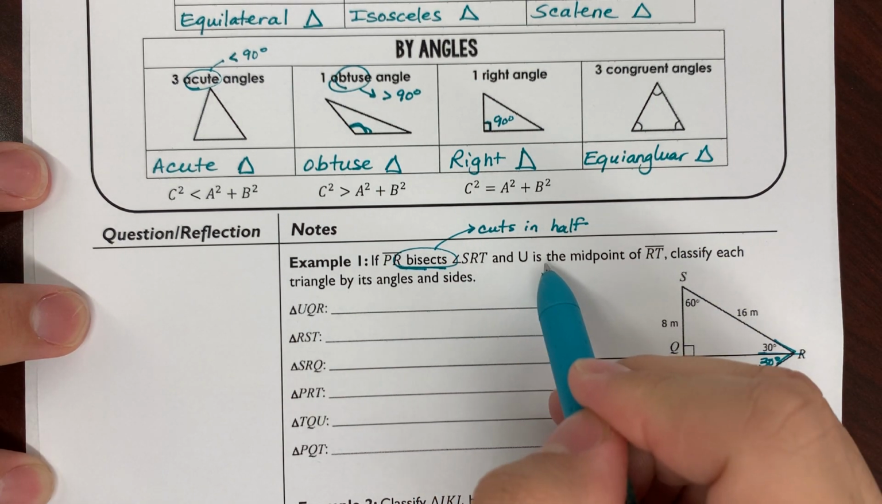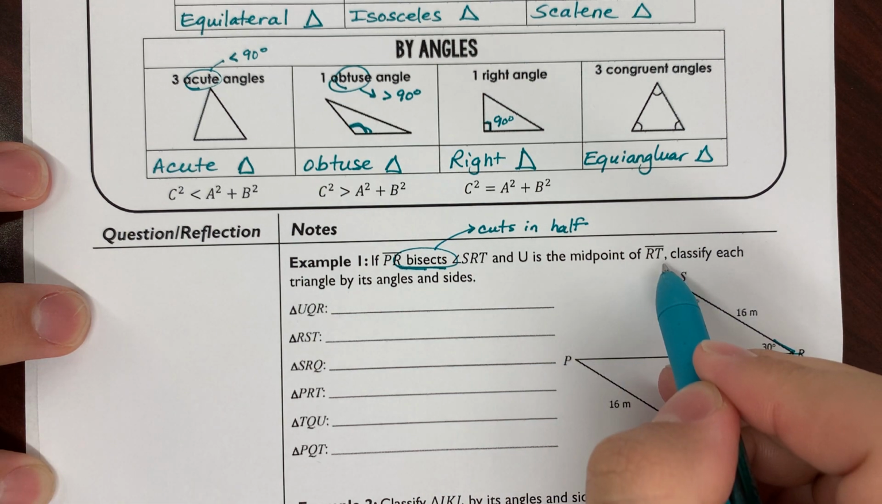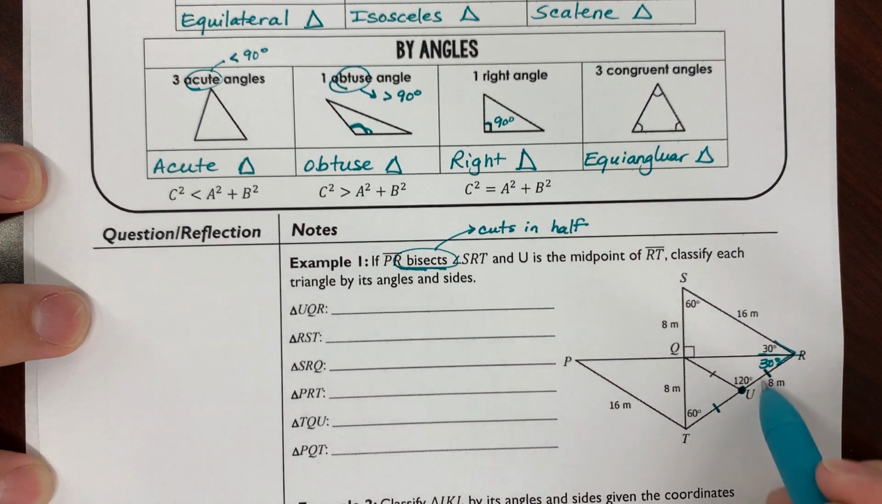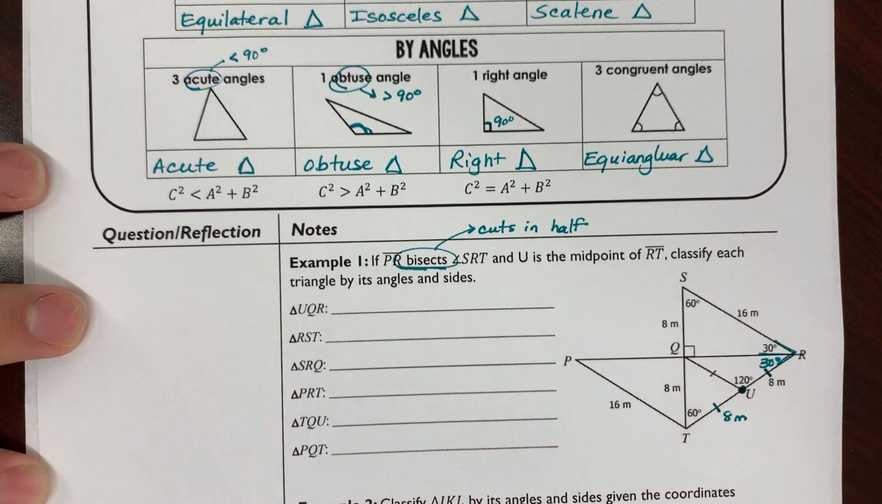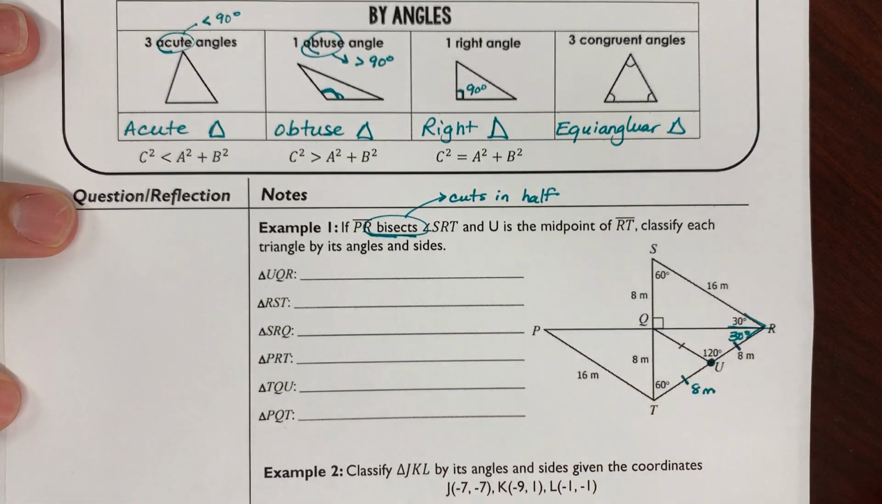And then we also know that U is the midpoint. So where's U? Right here. So U is the midpoint of RT. Again, what you have to remember about the midpoint is that it's located right in the middle. So that means that this side and this side are going to be the same. So if this is 8 meters, then this is also 8 meters. And that's pretty much all the information they gave us.